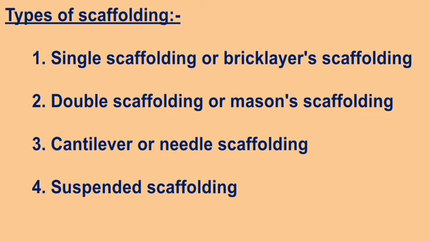The putlogs, with one end on the ledger and the other end on the wall, are then placed at a horizontal distance of about 1.2 meters to 1.80 meters. It is also known as the putlog scaffolding. It is used for brickwork.